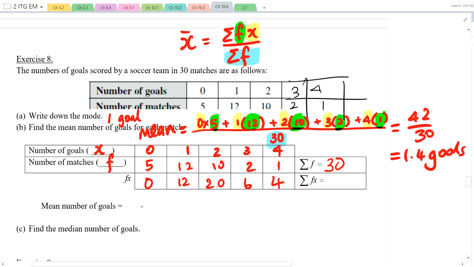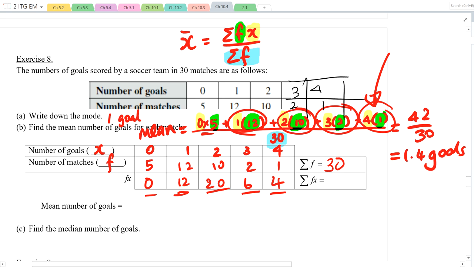We saw it in our calculation of the mean. F times x. Then we get values over here. 0, 0, 12. Over here it is 12, 20, 6 and 4. So the last one, summation fx. What do you think it refers to? We add everything up and we get 42.